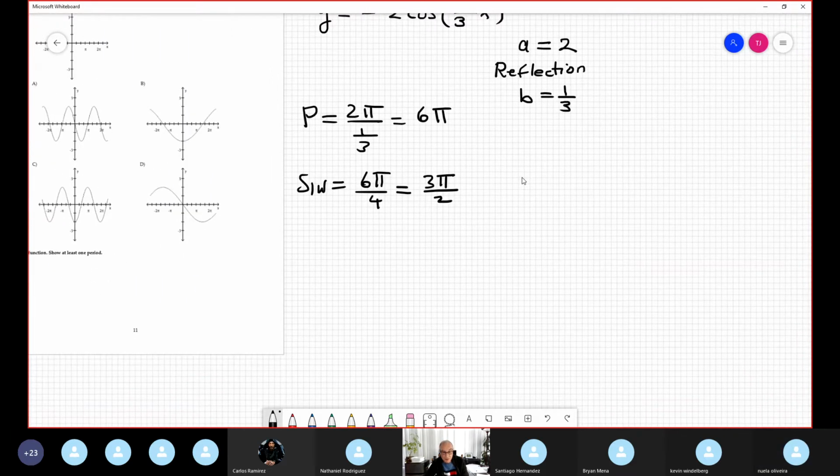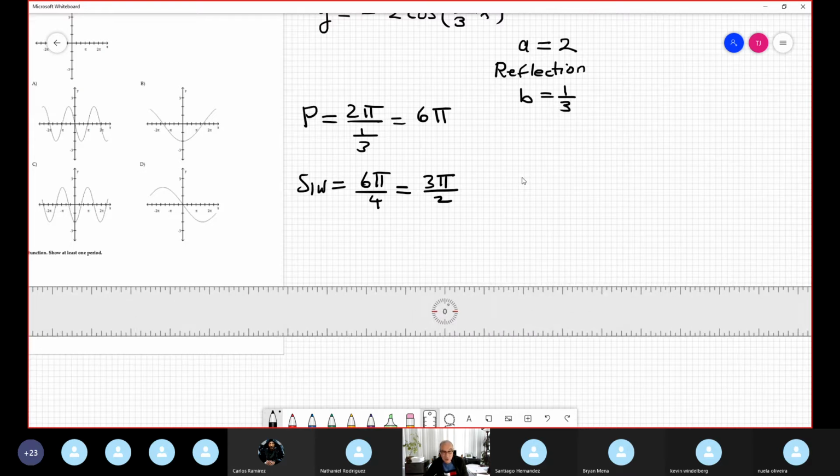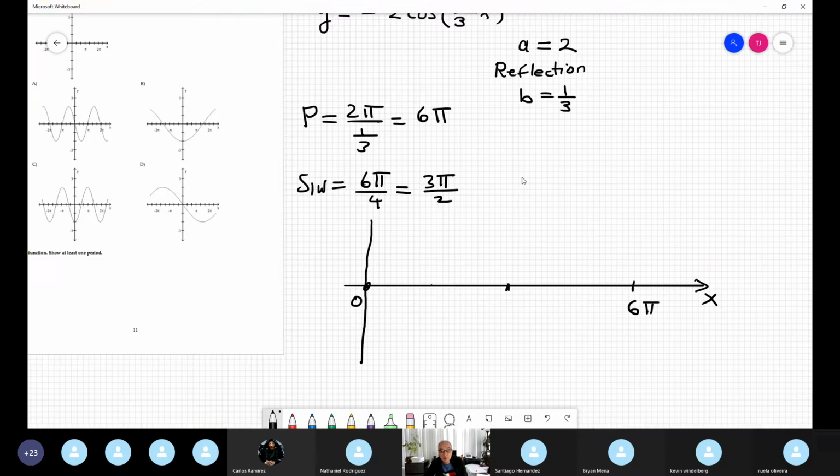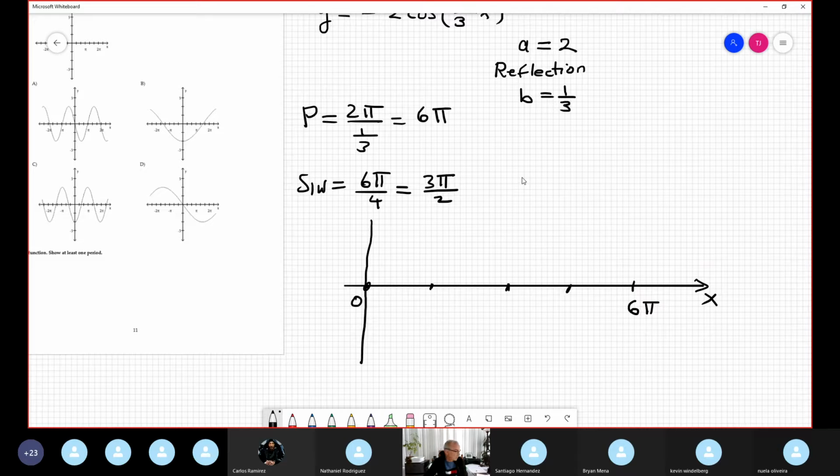Okay, now the second step after computing the period and subinterval width is to do the partition of my x-axis. I don't like the negative part. We start at 0, 0, and 6 pi. Divided by 2, divided by 2, and this is our famous 5 points. And the subinterval width is that distance, which is 3 pi over 2.